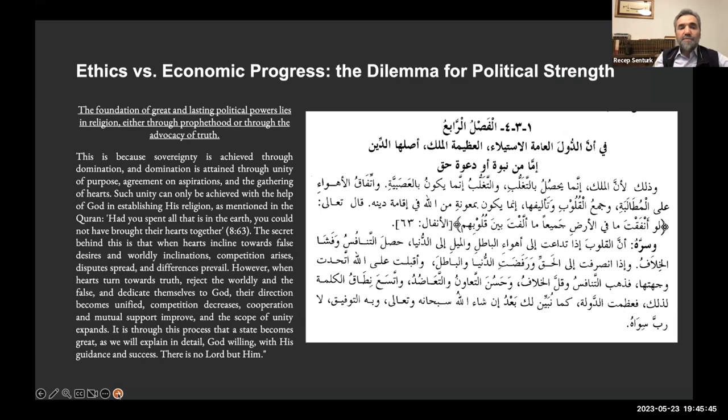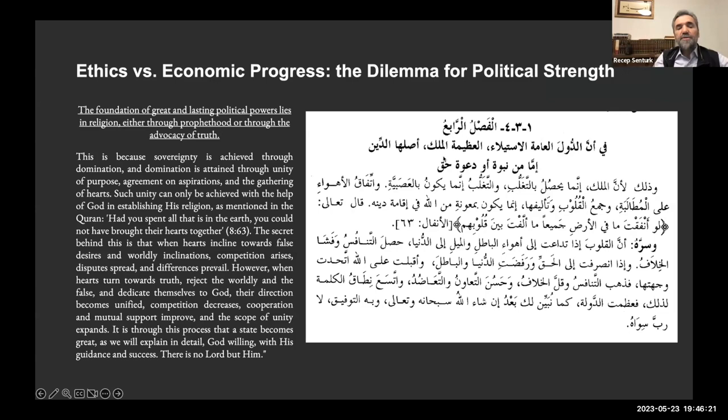This is because sovereignty is achieved through domination, and domination is attained through unity of purpose, agreement on aspirations. So, ittifaq al-ahwa' on demands and the gathering and harmonizing of hearts. So like unity of hearts, unity of desires. He said this is necessary, and this is what he calls al-asabiyya.